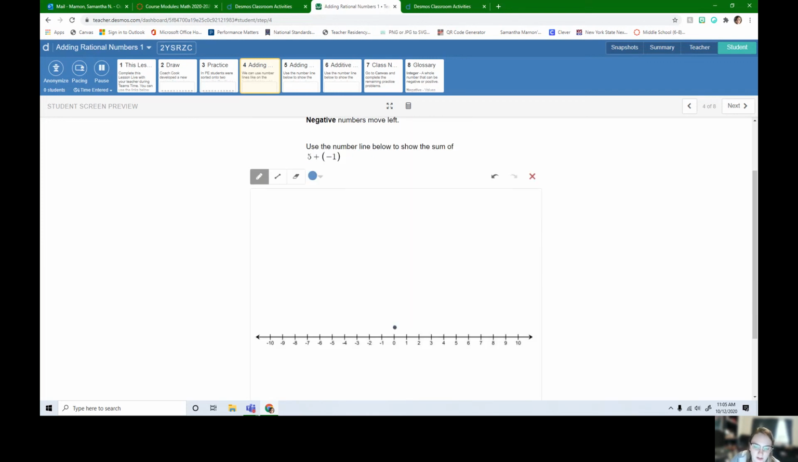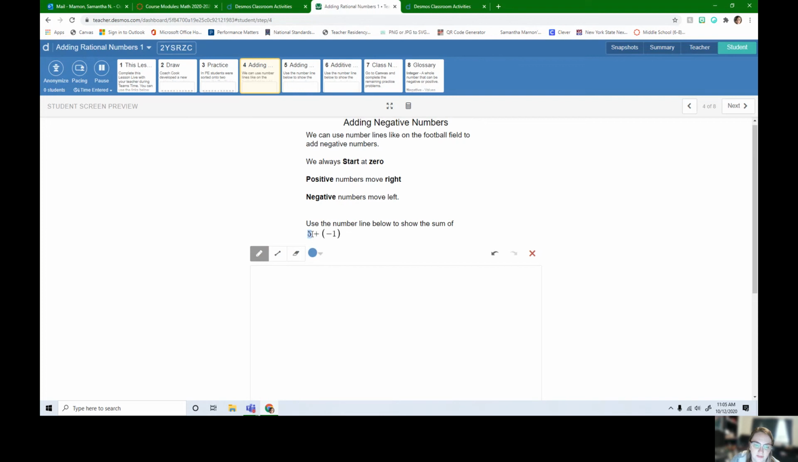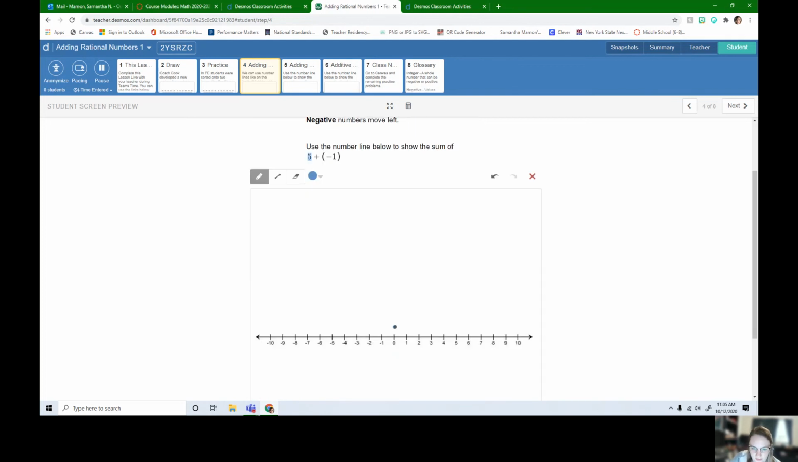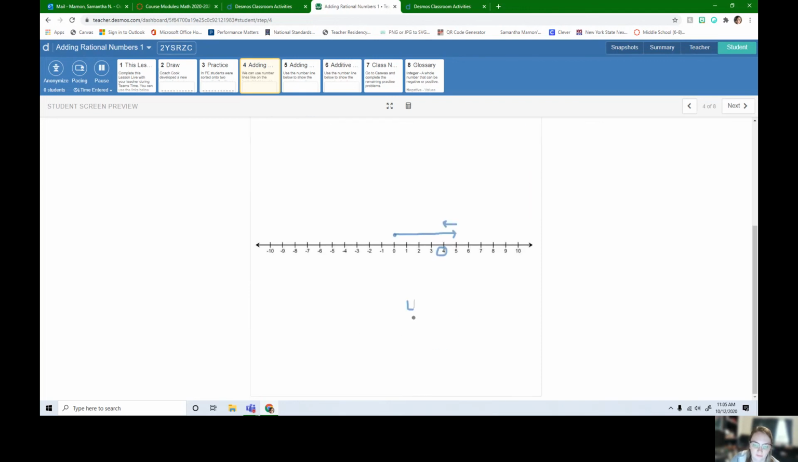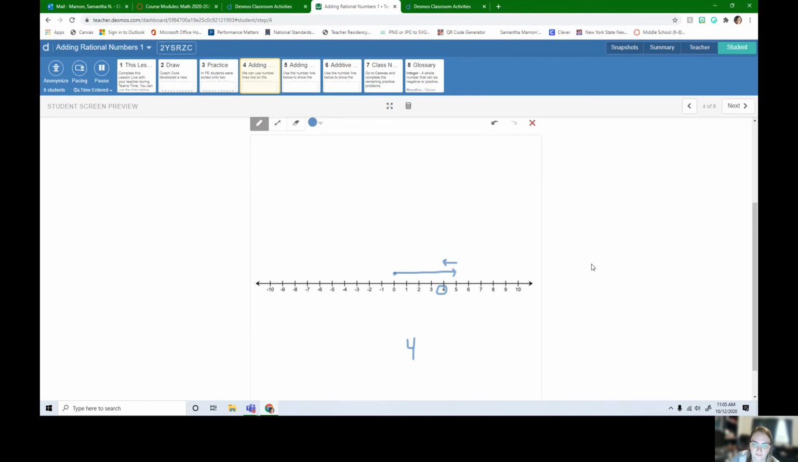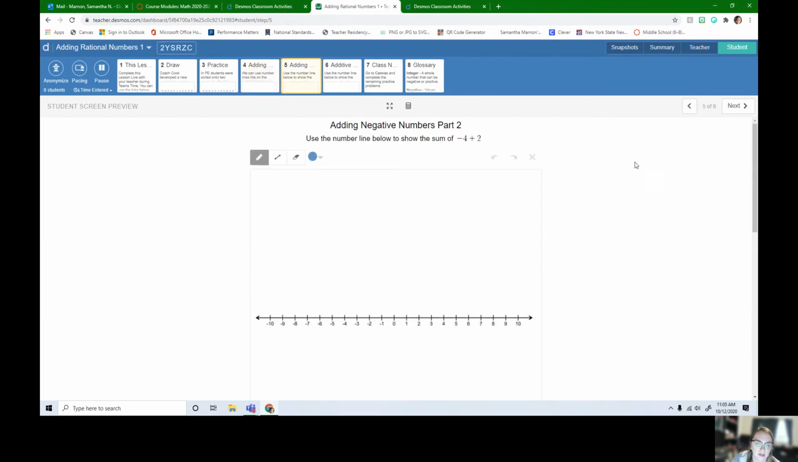So we're going to start at 0. Our first number is positive, so we're going to move to the right 5. So we're going to go 1, 2, 3, 4, 5. It ends here. And then our next number is negative, so that's to the left, and we have to move 1 space over. So -1 from that point looks like this. We end up at 4. So let's go to the next page, do another one.